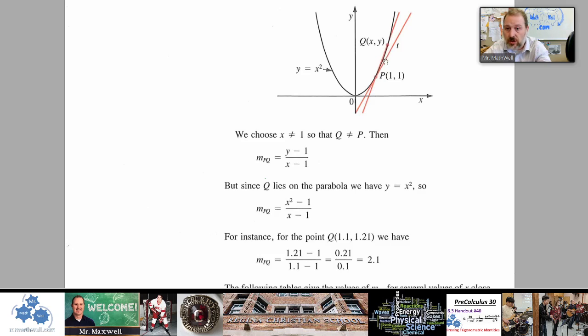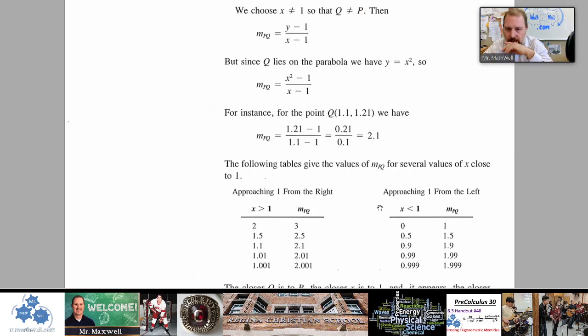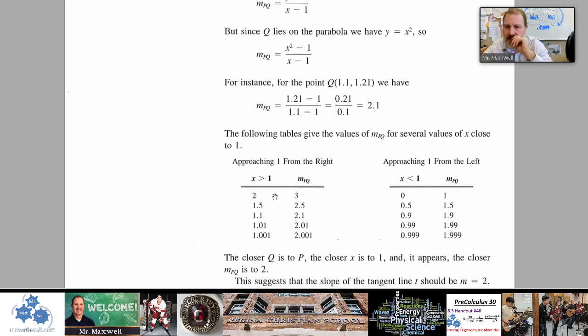But as Q gets closer and closer to P, that means as the X values of these points get closer and closer together, and they've put this in a chart, okay, as the difference in the X values becomes smaller and smaller, look what happens to the slope between those two. It starts at 3. If the X values were 2 units apart, the slope is 3. If the X values were 1.5 units apart, the slope between the 2 points is now 2.5. And look what happens. Do you see these numbers? They start to approach a certain limit.